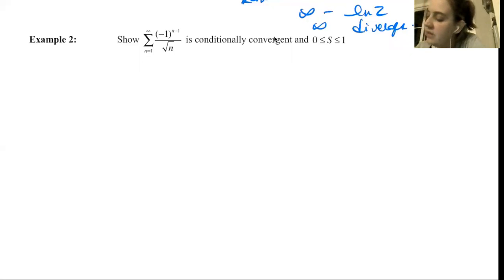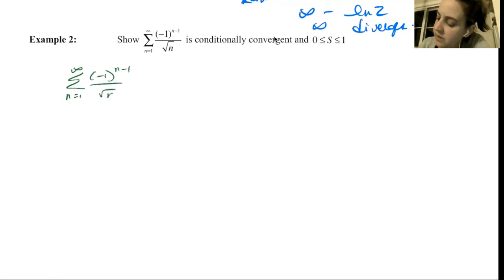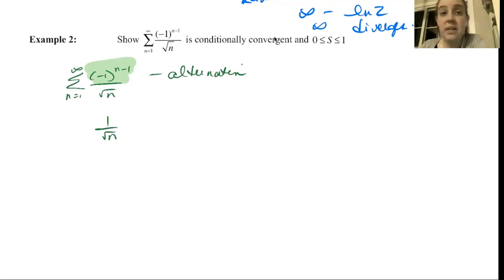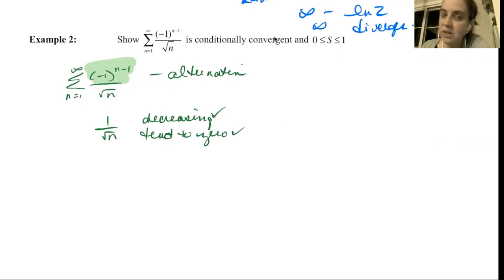Okay, so let's look at the original one. The sum from n equals 1 to infinity of (-1)^(n-1) over the square root of n. So this tells me that it's alternating. And then you want to look at 1 over the square root of n. Are these decreasing? Yep, those are decreasing. Will they go to 0? Yep, the larger that n gets, the closer you get to 0. So this one is going to converge by alternating series test.